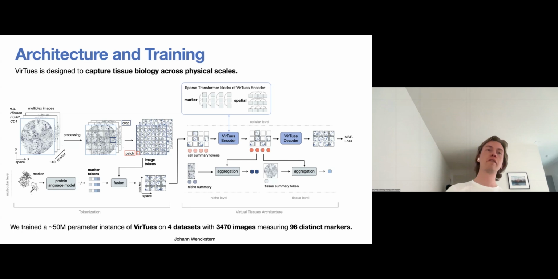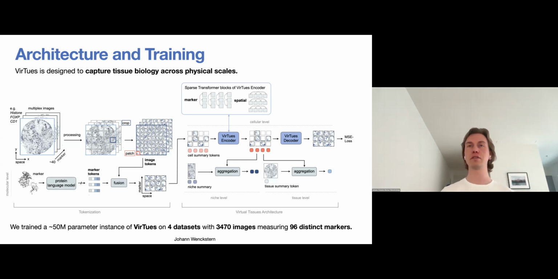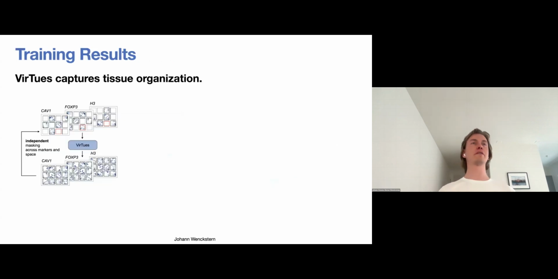And so finally, we trained a roughly 50 million parameter instance of VirTues on the 4 datasets I had mentioned before, which comprised a total of 3,470 images, measuring 96 distinct markers. And next, let's look at the results of this training.